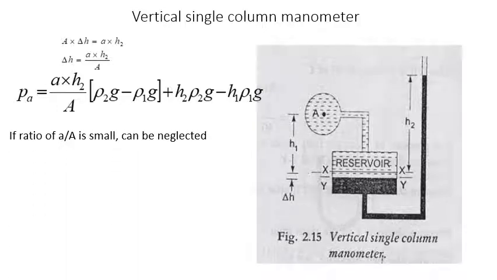If the ratio of the cross-section area of the glass tube or right limb, small a, to the cross-section area of the reservoir is very small, it can be neglected. So finally this expression becomes P of A is equal to rho 2 g h2 minus h1 rho 1 g.